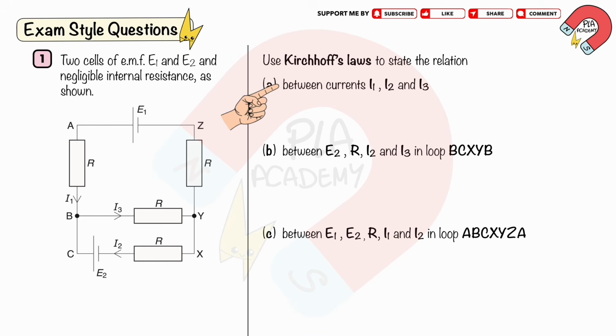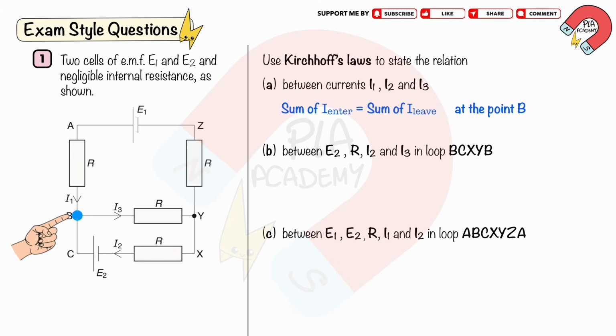Using Kirchhoff's first law for this relationship. At the point B, the sum of the currents entering is equal to the sum of the currents leaving. We see that the currents I1 and I2 are entering the point B, and the current I3 is leaving the point B. So, I1 plus I2 equals I3.